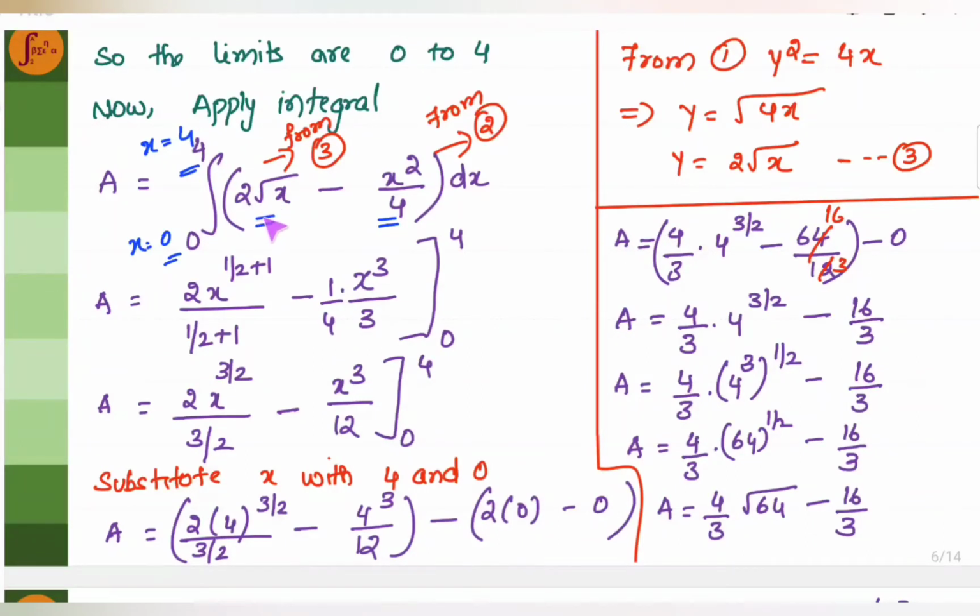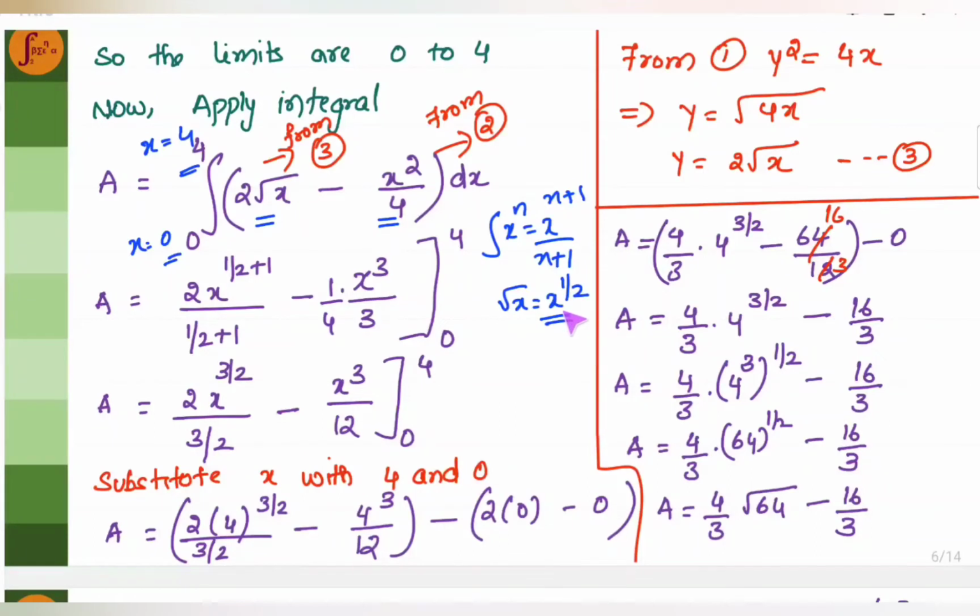Right? We'll have to remember the formula. What is the formula for finding the integral of x to the power n? The integral of x to the power n is equal to x to the power n plus 1 by n plus 1. Here we have root x. Remember one very important thing: root x is equal to x to the power half. Always remember this. This will be frequently used in all the calculations of integral calculus.